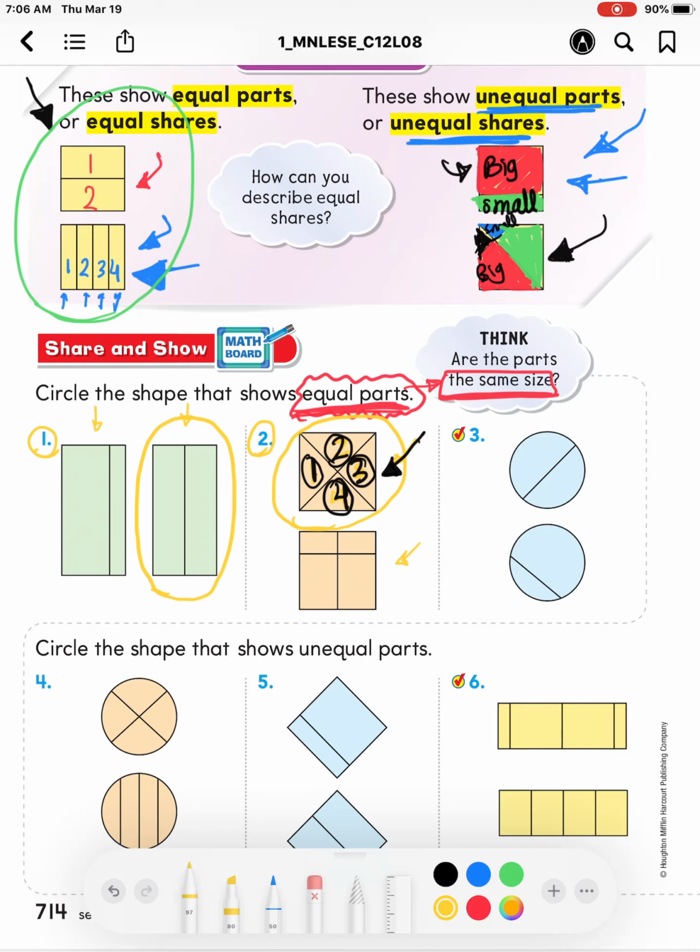Now let's move to question number 3. Here, this one. We have a circle. How did we figure out that this is the circle? Of course, because the circle is curved. Now, which one shows equal parts? Excellent, boys and girls. The first circle, the upper one.